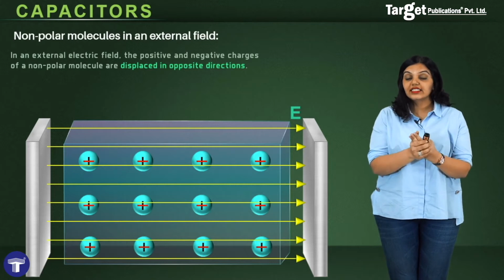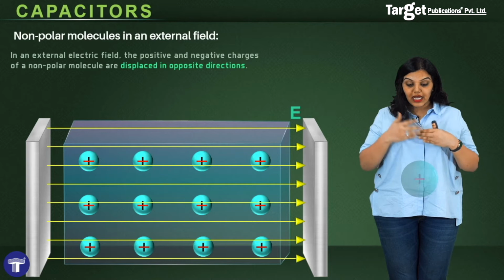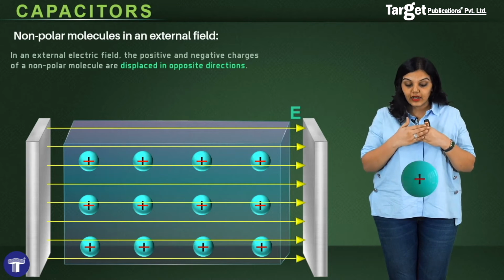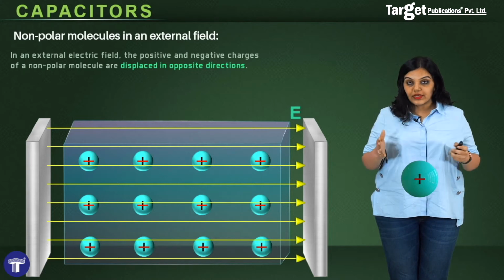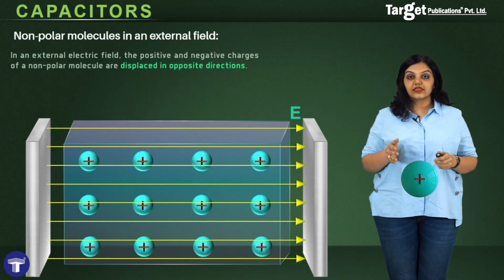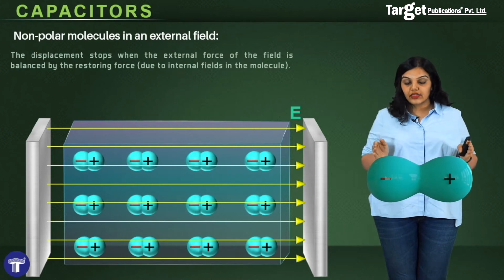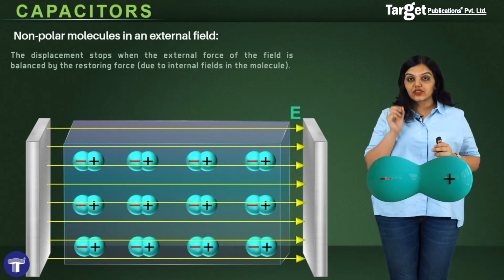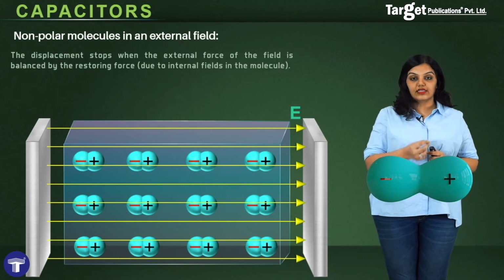However, when you place it in an external electric field, the non-polar molecule, whose plus and minus centers were exactly coinciding, as you can see, this will actually be displaced in the opposite direction. So when you place it in an external electric field, these centers will be separated from each other, and this is what we call stretching. So non-polar molecules undergo stretching in an external electric field.